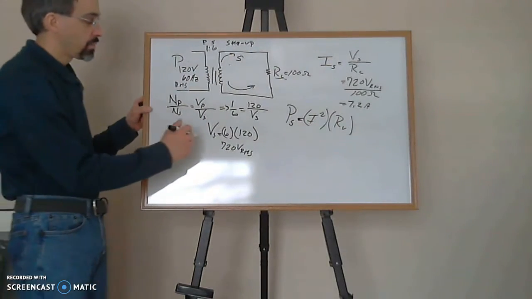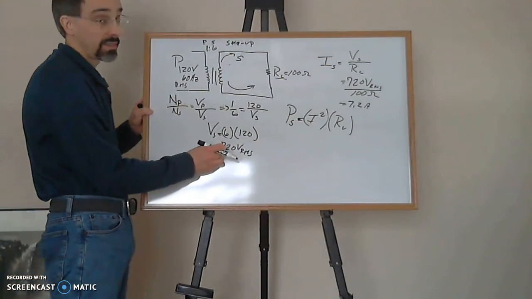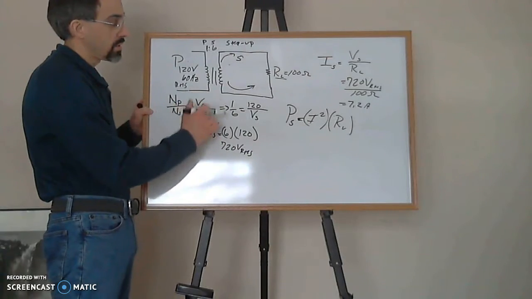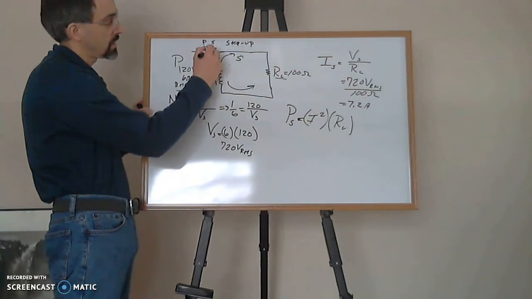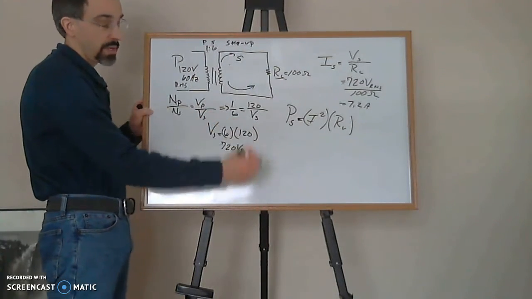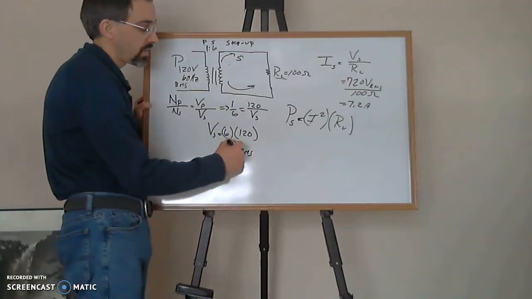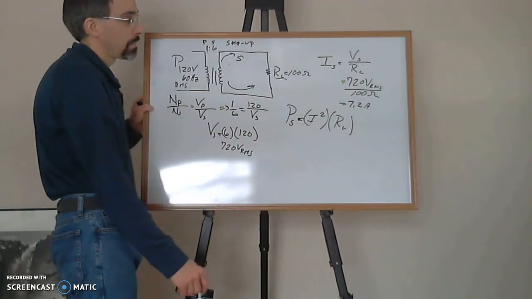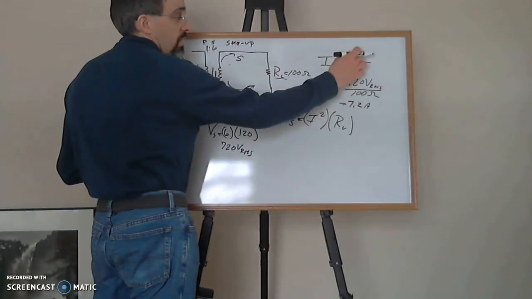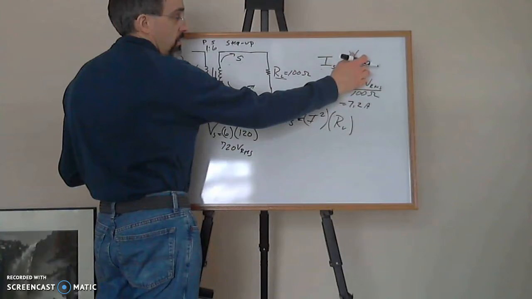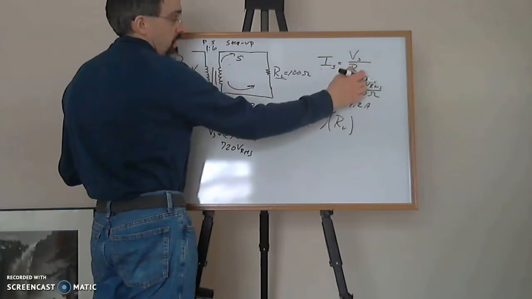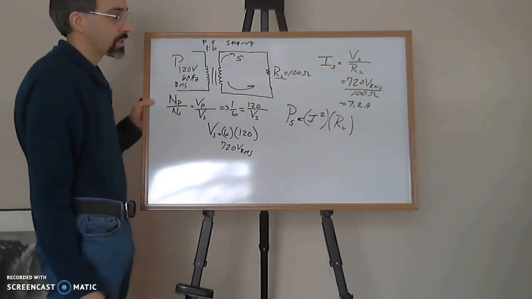First thing, to prove that this is a step-up transformer, just use the turns ratio. That's 1 primary to 6 secondary. So I just take 6 times 120 volts, which gives me 720 volts RMS. To get the current in the secondary, I take the voltage in the secondary and divide it by the load resistance, and that gives me 7.2 amperes of current.